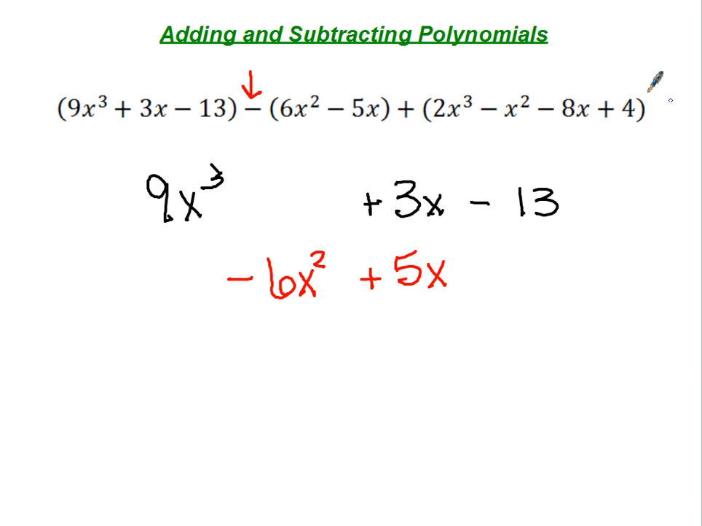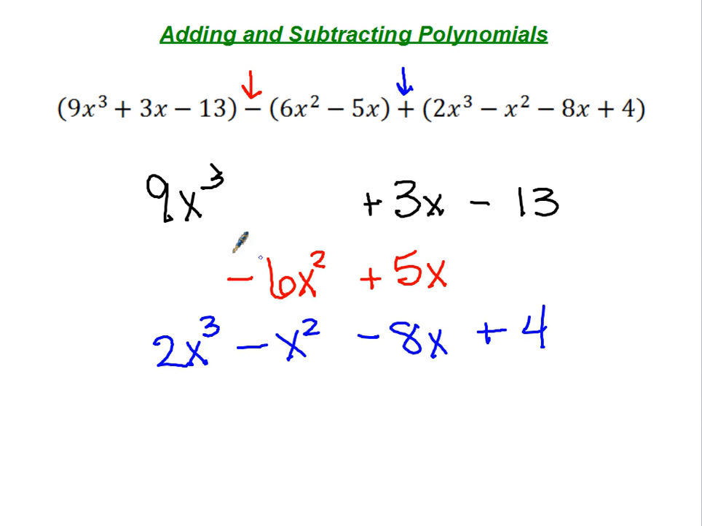And then my last polynomial here has an addition sign in front of it, so you keep the signs of all of those. So it's a positive 2x to the third power. I'm going to write that directly underneath my x to the third power. So 2x to the third power, and then keep this subtract x squared. I have another subtract 8x, and then plus 4. If you notice, in each column I have the same exponents and variables. So I've stacked all of my like terms.